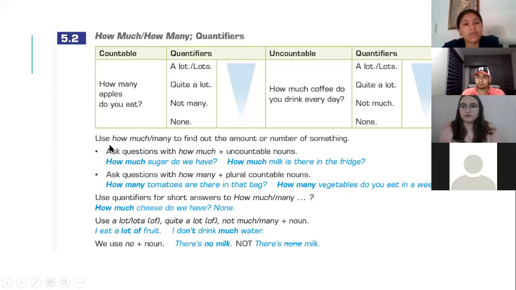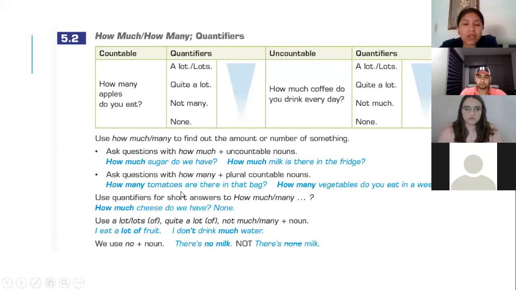Okay, it says in here, use how much or how many to find out the amount or number of something. Ask questions with how much for uncountable nouns. For example, how much sugar do we have? How much milk is there in the fridge? How much sugar, how much milk? I can't count milk and I can't count sugar. So that's why I say much, because it's for uncountable.